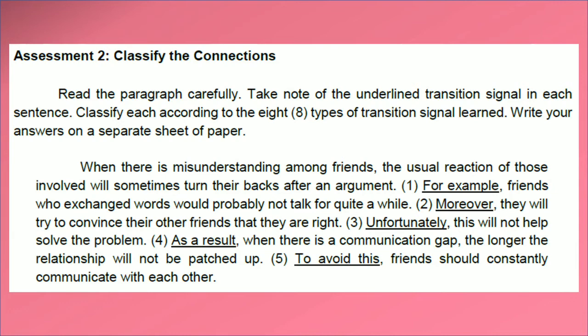we learned earlier. So when there is misunderstanding among friends, the usual reaction of those involved will sometimes turn their backs after an argument. For example, friends who exchange words would probably not talk for a quite while. Moreover, they will try to convince their other friends that they are right. Unfortunately, they will not help solve the problem. As a result, when there is a communication gap, the longer the relationship will not be patched up. To avoid this, friends should constantly communicate with each other. So answer.